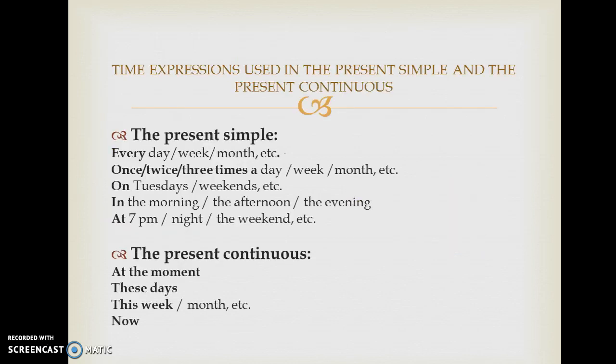These are some time expressions used in the present simple and the present continuous. For the present simple, we have every day, every week, every month, once, twice, three times a day, a week, a month, on for days of the week, and as well for the weekends, in the morning, in the afternoon, in the evening, but attention, we use at 7 a.m., at night, and at the weekend. We don't say in the night, we say at night. And for the present continuous, expressions like at the moment, these days, this week, this month, and now.